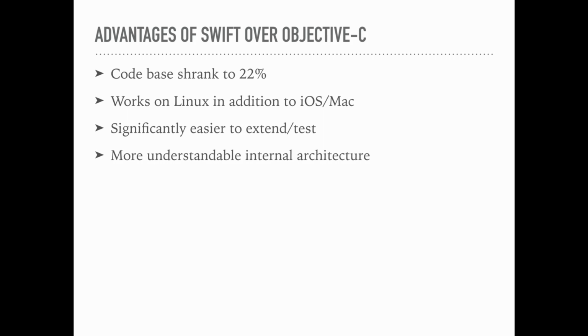So he saw a huge difference between the code bases. The code base shrank to 22%, not by 22%, to 22%. And again, it worked on both Linux as well as iOS and Mac. It was significantly easier to extend and test, and it had a more understandable internal architecture.